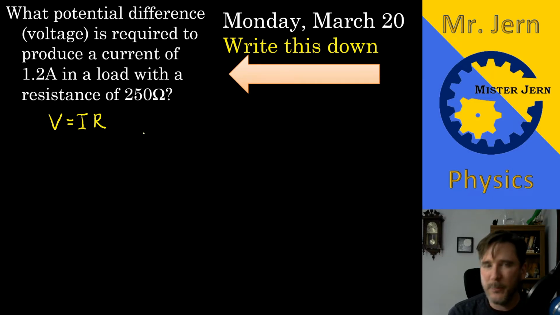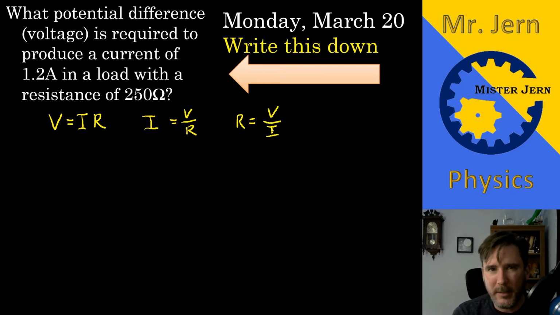And of course, we could rearrange that to, for example, solve for current. All you have to do then is divide both sides by resistance, and so current is V divided by R. And if you want to solve for resistance, just divide both sides by current, where resistance is voltage divided by current. And those are the three equations I pretty much always have written at the top of my paper or top of my notes whenever I'm trying to solve questions like this.